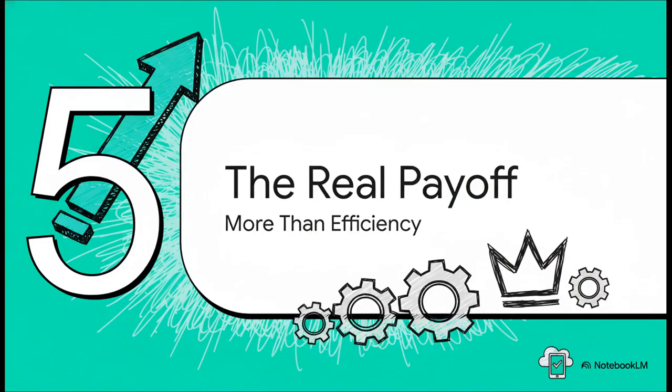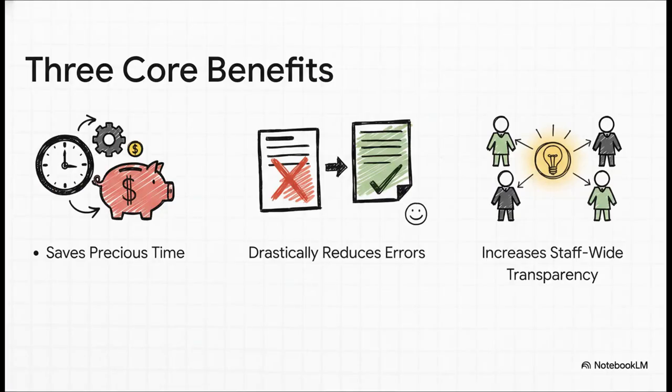So when you pull it all together, what's the real payoff here? It goes way beyond just saving a few minutes here and there. It fundamentally changes how school leadership can operate. Really, it all boils down to 3 core benefits. First, it saves so much precious time, and that time allows leaders to shift from being managers stuck in the office to being true instructional leaders, out there supporting teachers. Second, it drastically reduces all those little manual errors, which builds credibility. And third, it boosts transparency for the entire staff. When everyone can see the plan and the progress, it builds trust and empowers people to contribute in a much more meaningful way.